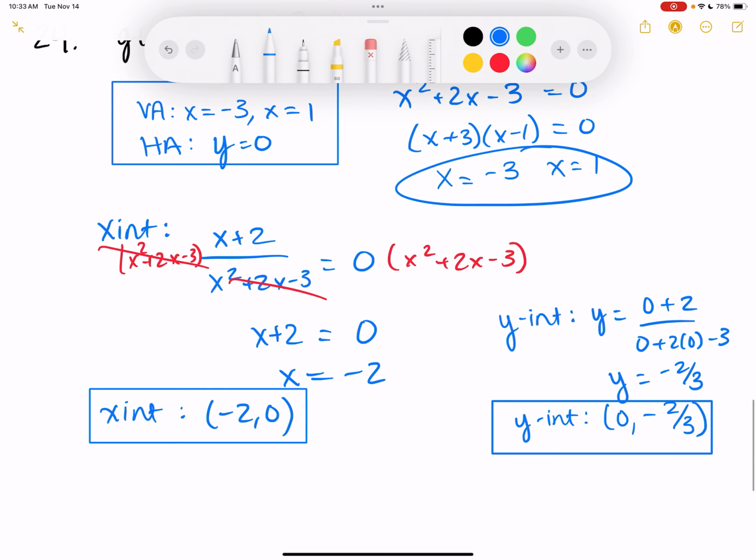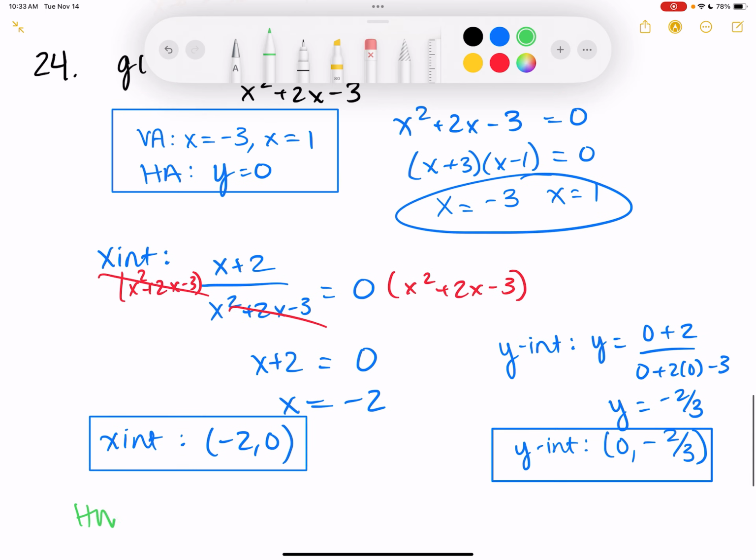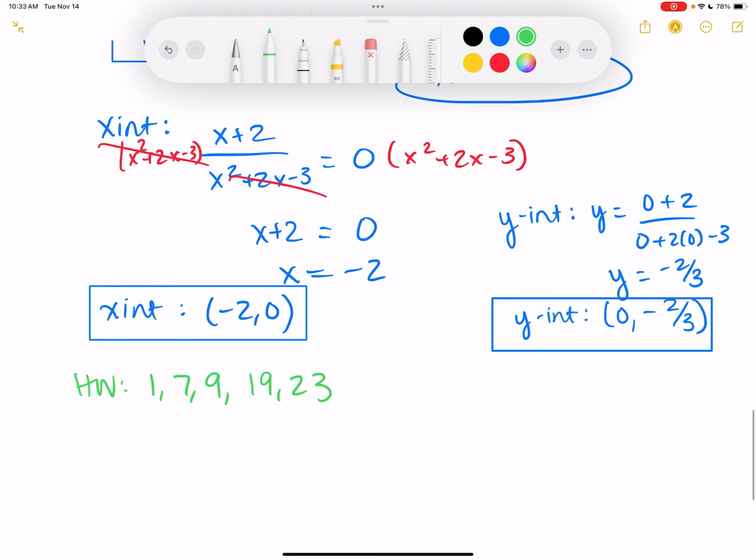All right, your problems then are 1, 7, 9, 19 and 23. 11 through 14, I would say look at, okay? Not necessarily that you have to do them, but look at that.